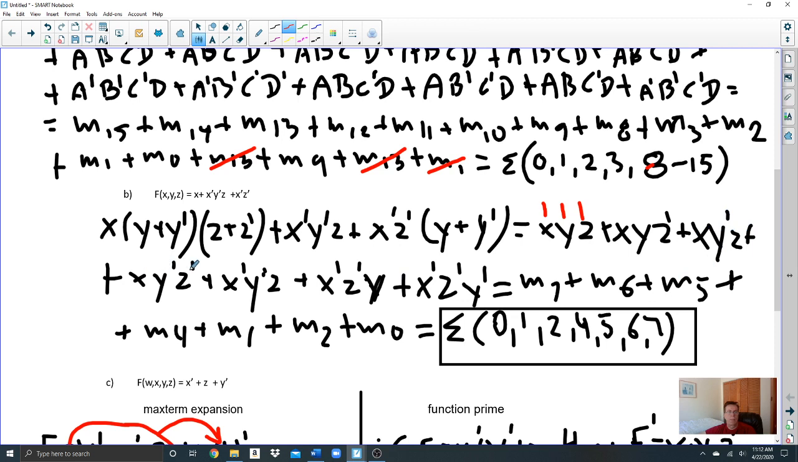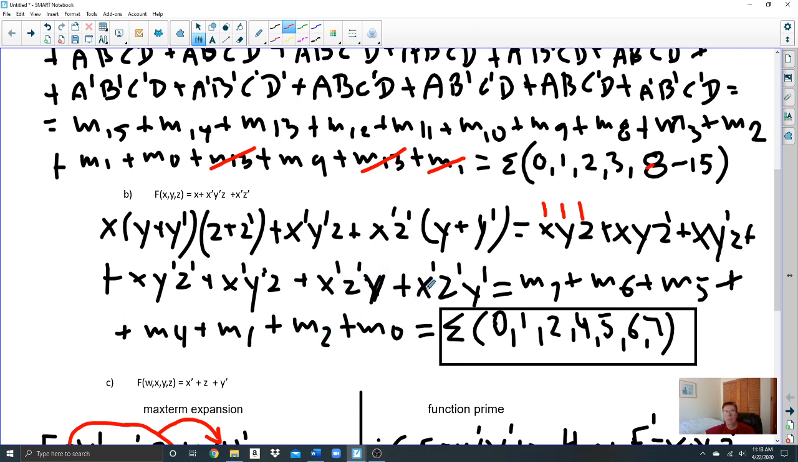X, y prime, z prime, 1, 0, 0, minterm 4. That's it. This one is minterm 1, x prime, y prime, z. This one is not in alphabetical order. So in alphabetical order, it will be x prime, y, z prime. That will be 0, 1, 0. That's minterm 2 right here.